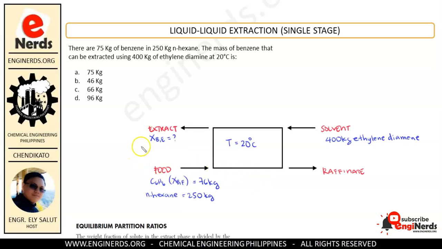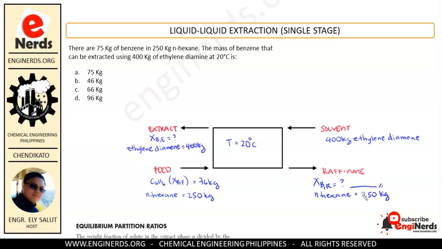So, we know that in our extract, the amount of our ethylene diamine is the same. And also, in our raffinate, our N-hexane is the same. Okay, and the amount of solute in our raffinate, we also do not know. So, we have XBR. We do not know the value. Okay? There is no given distribution coefficient here.